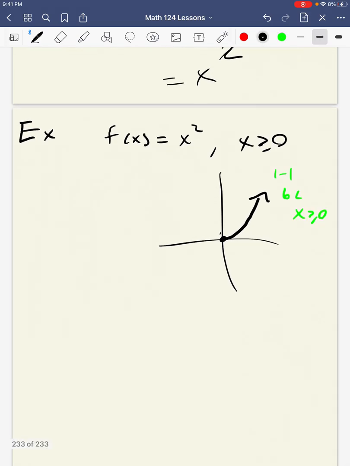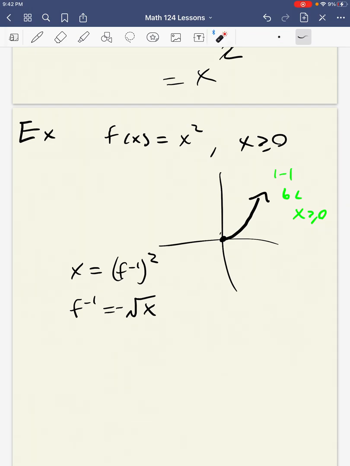So in this case, we have a 1-to-1 function, and then if you swap the inputs and outputs, we have x equals the inverse of f squared. Solve for the inverse, we get that. Okay? Now I'm only choosing the positive one here because if I chose the negative one, that would not make sense, right? Since we were only picking x greater than or equal to 0, that would not make sense to pick the negative square root.